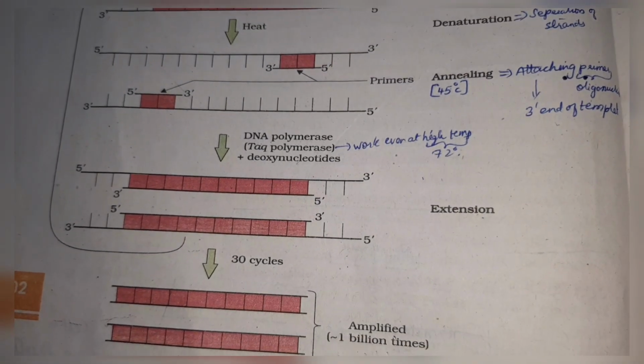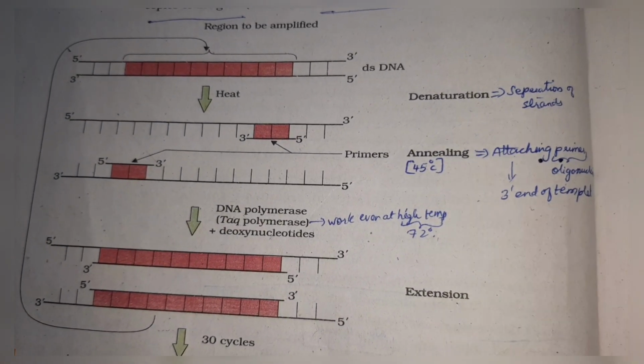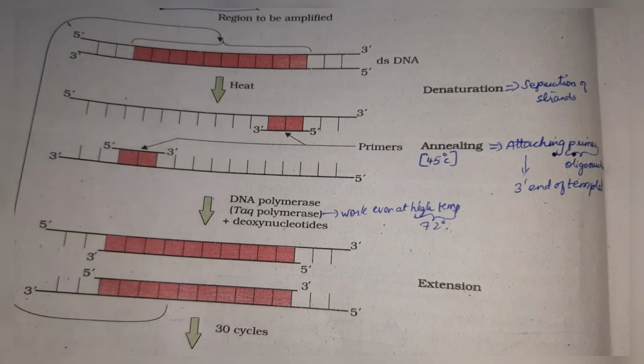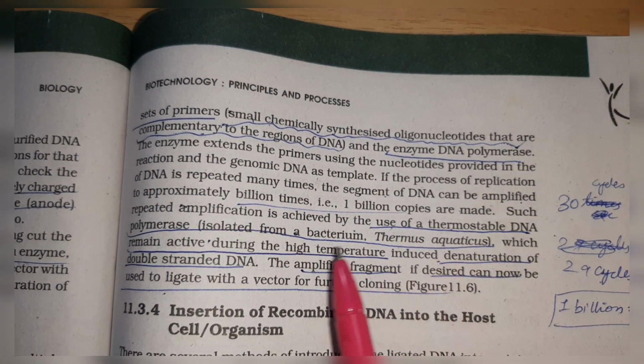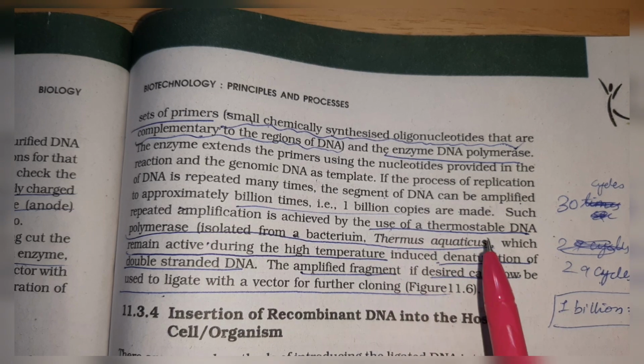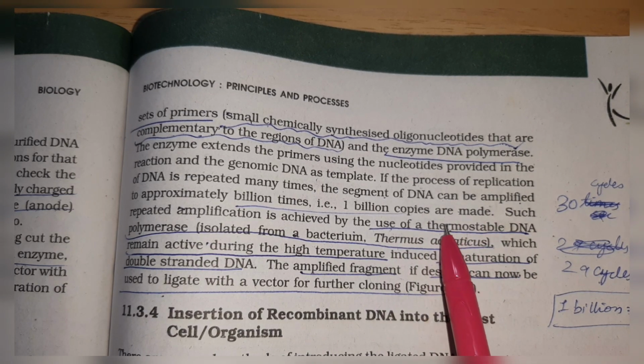So these are the steps of PCR, polymerase chain reaction. First one is denaturation, where we have separated the strands. Second is annealing, where we are attaching the primers. Primers are nothing but chemically synthesized oligonucleotides. Then we are introducing an enzyme known as Taq polymerase. This can even work at very high temperature, and this Taq polymerase is obtained from a bacterium. We have read it here, Thermus aquaticus. This is isolated from a bacterium, Thermus aquaticus. This is thermostable. Thermo means temperature. Stable means it is stable at high temperatures.